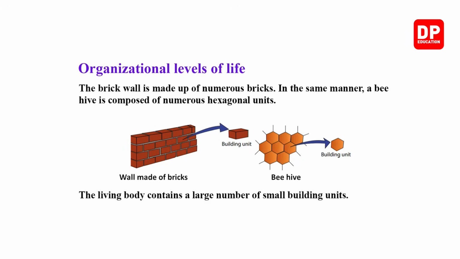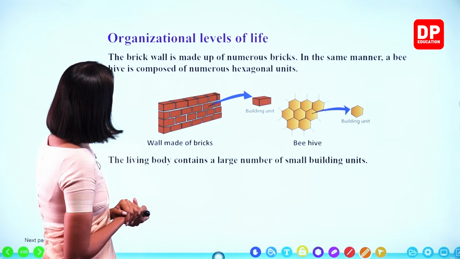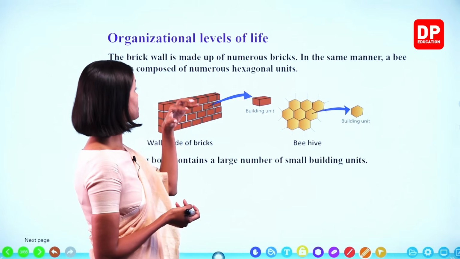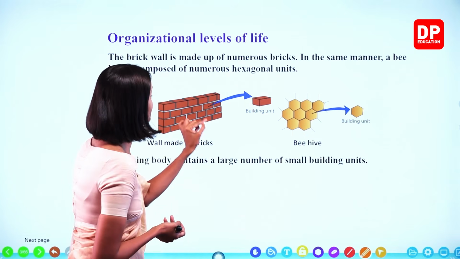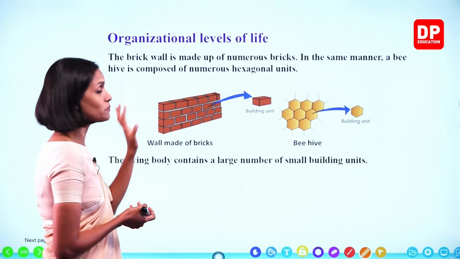Right. So our first topic is organizational levels of life. Let's go through this one. Here you can see 2 pictures. Wall made of bricks. This is a brick wall. And this is a picture, a diagram of a beehive. Right? Let's go through this. The brick wall is made up of numerous bricks. By combining one brick to another, we can make a brick wall.